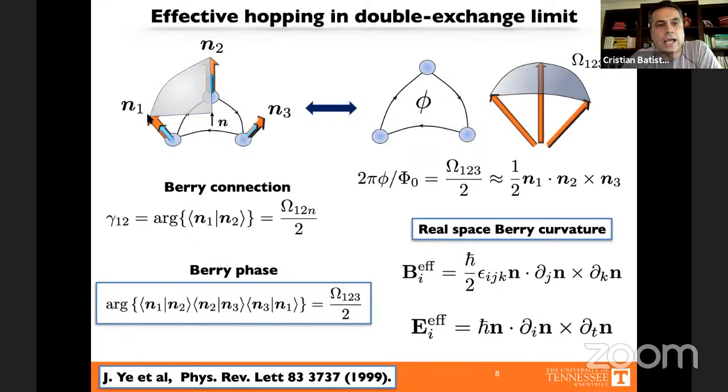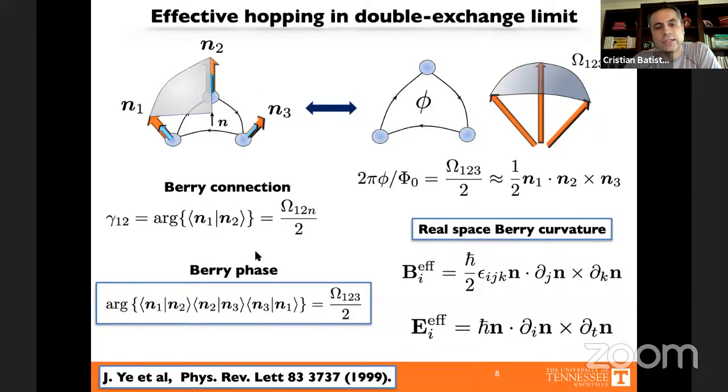So that phase is simply the solid angle spanned by the two vectors, N1 and N2, and a third vector that corresponds to the direction of our quantization axis, right? So the phase associated with this effective hopping that we have in the double exchange limit is simply given by this solid angle. And of course, this solid angle will depend on our choice of the quantization axis. But if instead of computing just this phase, now we compute the sum of this phase plus this one, in other words, the circulation of the phase, or the Berry phase that the electron picks up when it moves in a closed loop, that will be the sum of the three solid angles, and the sum of the three solid angles is simply the solid angle spanned by these three vectors, N1, N2, and N3. It does not depend on the orientation of this one.